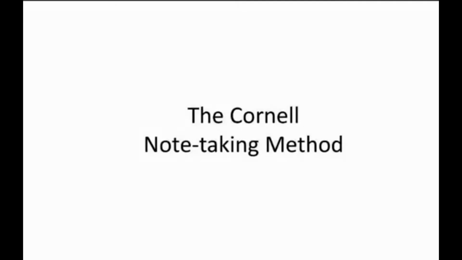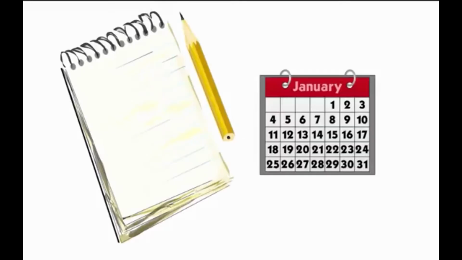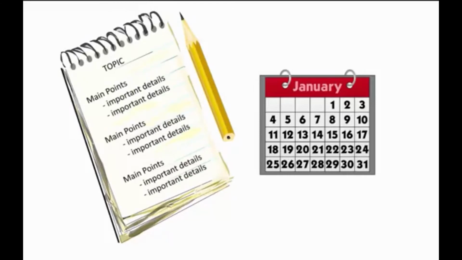In order to take effective lecture notes, you have to have a systematic method of taking notes. In this video, we're going to talk about the Cornell note-taking method. The purpose of note-taking is to create a record of information that you received verbally from the professor in a lecture. Your notes should include the topic, the main ideas or the main points, and any of the important details that support those main points.